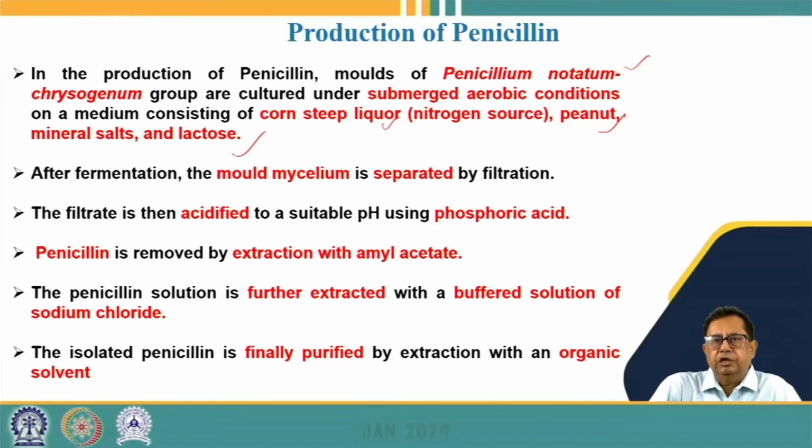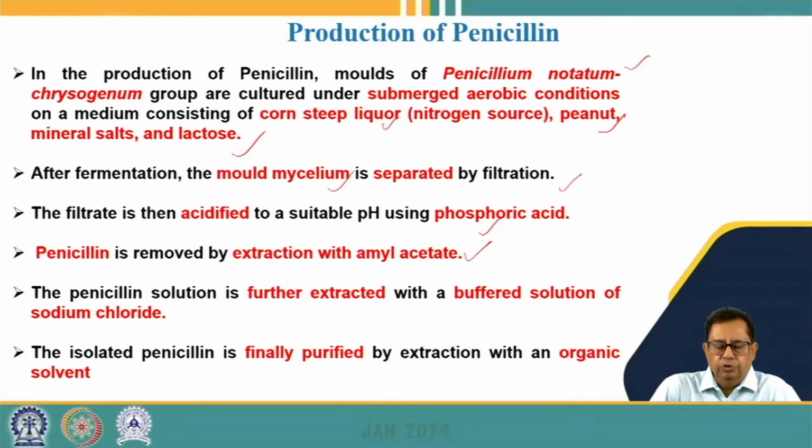So the culture, by addition of this medium and the Penicillium chrysogenum, leads to the fermentation of the antibiotic, that is, penicillin is produced. Once the penicillin is produced from this fermentation process, the mold mycelium is separated by filtration. Later, the filtrate containing penicillin is acidified to a suitable pH by using phosphoric acid, and the penicillin is removed from this suspension by extracting it with amyl acetate. We can also use butyl acetate.